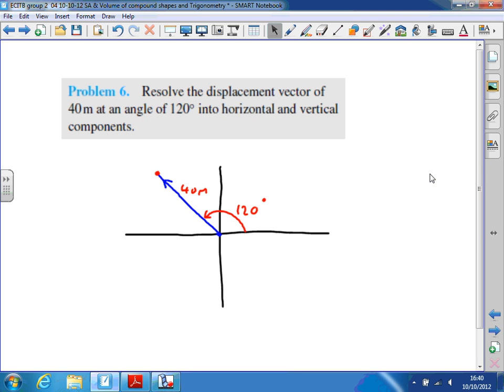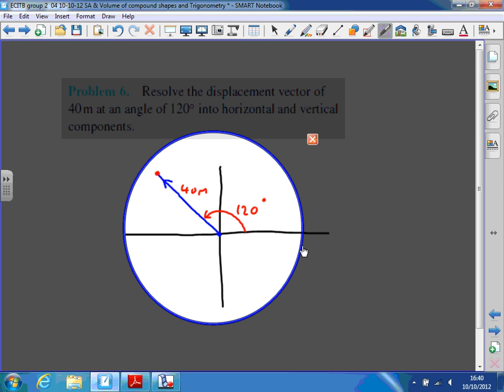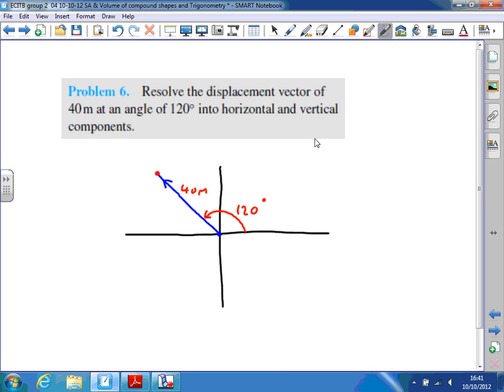Useful one, this one, actually, thinking about it while I was waiting for you. If we think of something rotating, so this 40-meter displacement vector could be a rotating armature or something like that. So in other words, it's going round in a circle around the center point. Okay, well, that's not bad, is it?